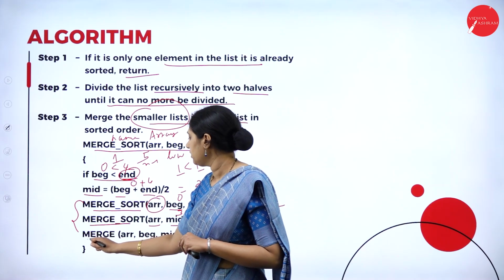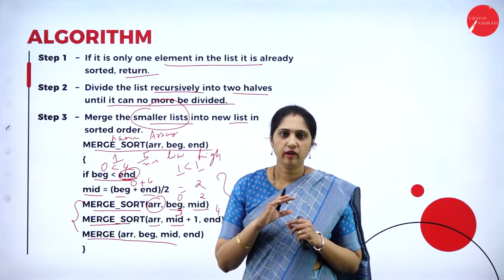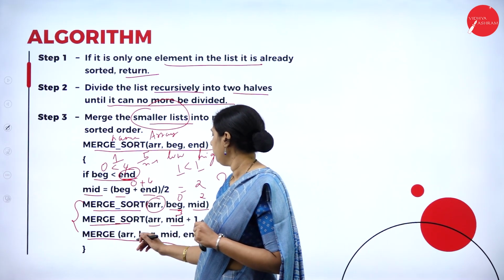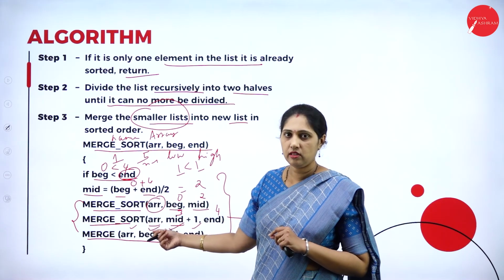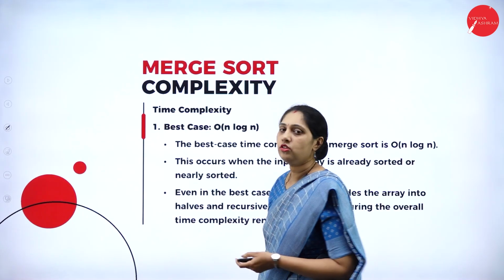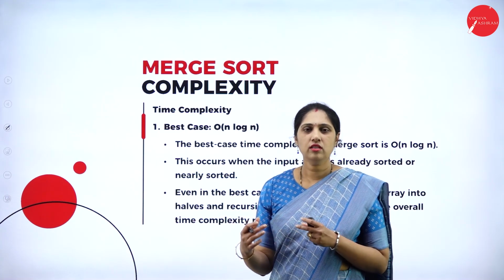After sorting, it's time to merge, so that we get the final result. For that, we have to pass the array, beginning, middle, and end. So how many parameters are there? 4 parameters.